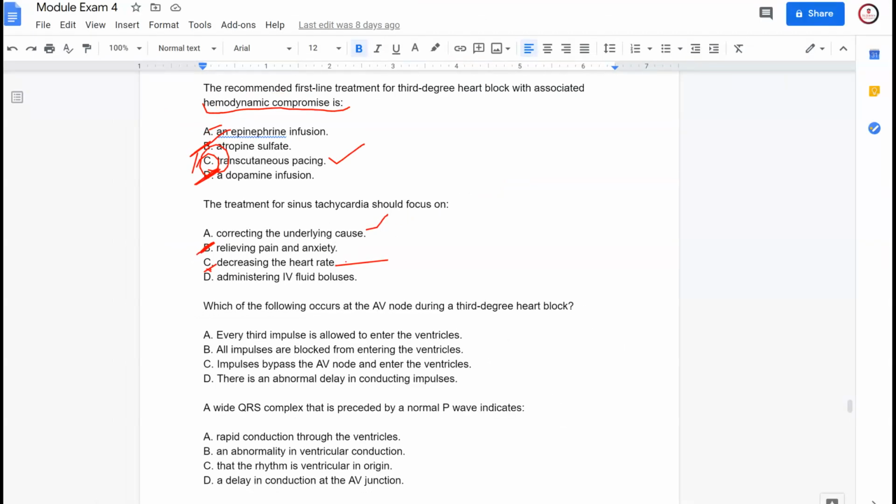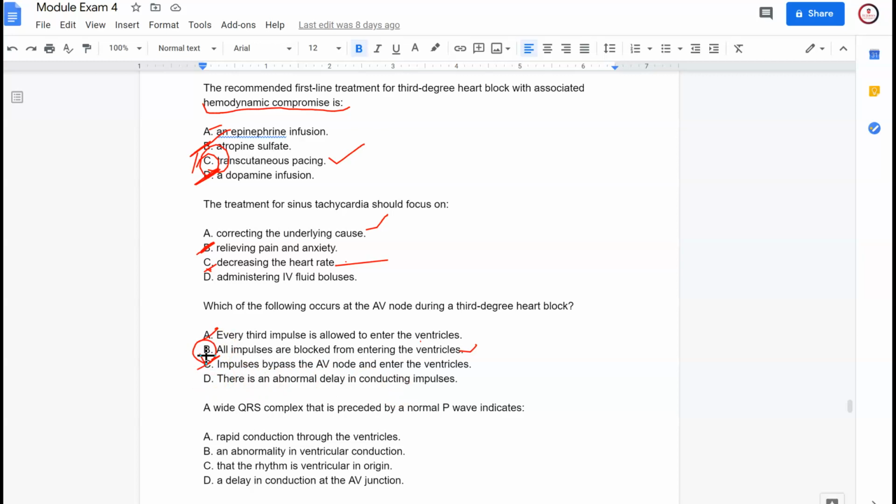Which of the following occurs at the AV node during a third-degree heart block? Every third impulse is allowed to enter the ventricles. No, it has nothing to do with that. All impulses are blocked from entering the ventricles. I like this one so far. Impulses bypass the AV node and enter the ventricles. No, that's the Wolff-Parkinson-White. There is an abnormal delay in conducting impulses. Yes, there is a lack of delay. All impulses are blocked.